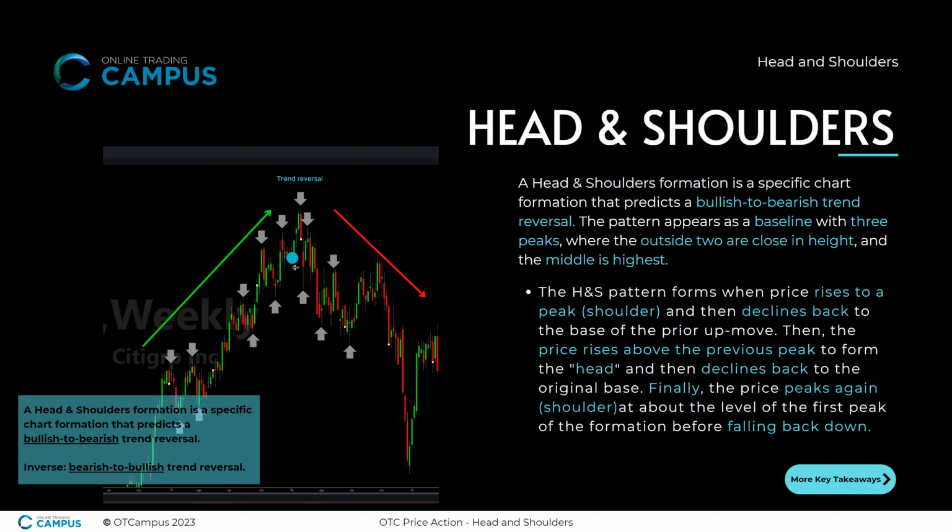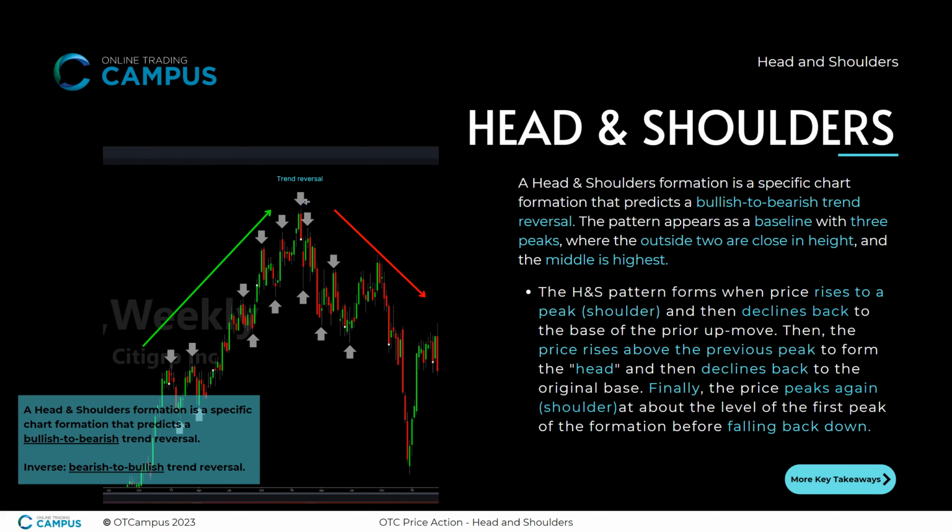Here you can't really see the head and shoulders. I'll show you here. That means the pattern appears as a baseline with 3 peaks: 1, 2, 3. Okay, where the outside 2, this is the outside left, this is the outside right, are close and high. Very close, look at the highs here. Very close, right? And the middle is highest. That is this point here, okay?